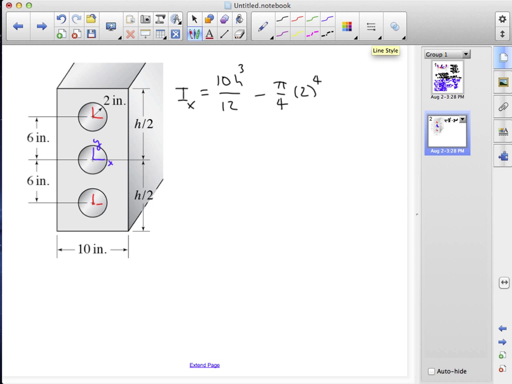Now we also have two contributions from the upper and lower holes, and those are going to have a parallel axis contribution. Again, the area moments about their centers are pi over 4, 2 to the 4th, but now we're adding the area, which is pi r squared, times the distance between parallel x-axes, which is 6 inches, squared.